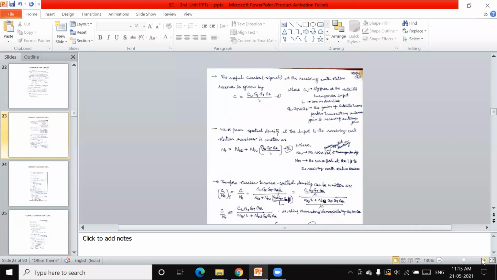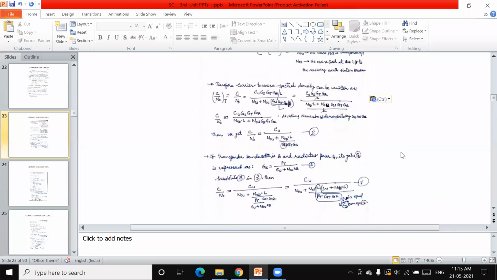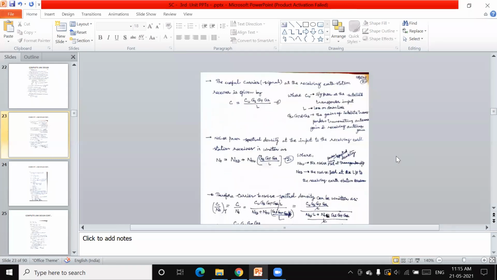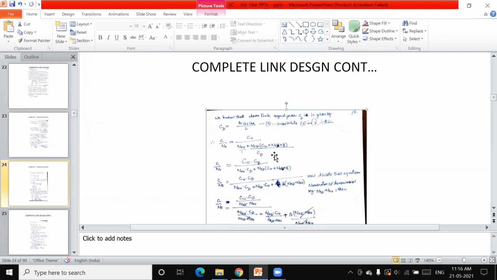Then the useful part is all over. And now we know that C by N naught. So we have completed the simplification.